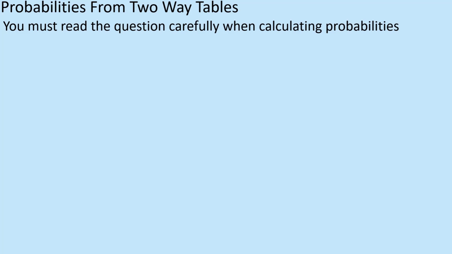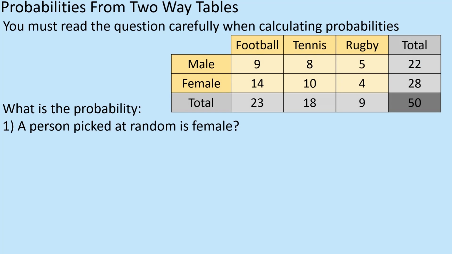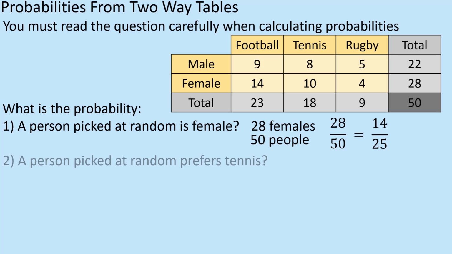Ultimately, what you might get is the idea of looking at probabilities from two-way tables: taking a two-way table and asking questions in terms of probability. What are the chances of getting somebody from that population using that kind of data? The question here is, what is the probability that a person picked at random is female? There's 50 people in total, and there are 28 females. So picking someone at random is going to be 28 out of 50. You can simplify it if you wish, but it's probability, so you don't necessarily need to. So 28 out of 50 or 14 out of 25.